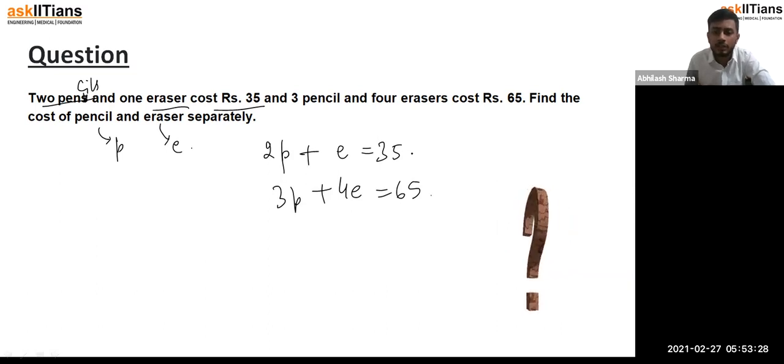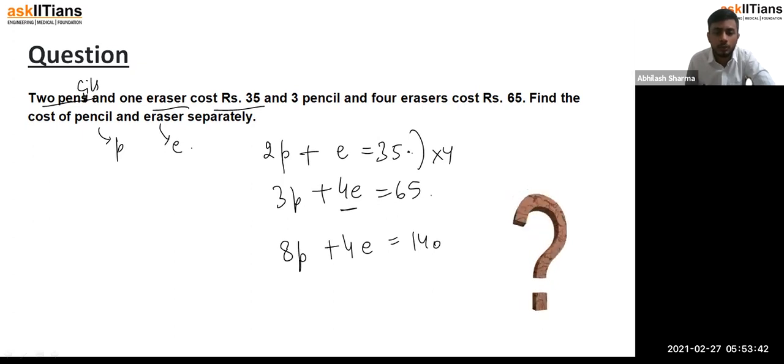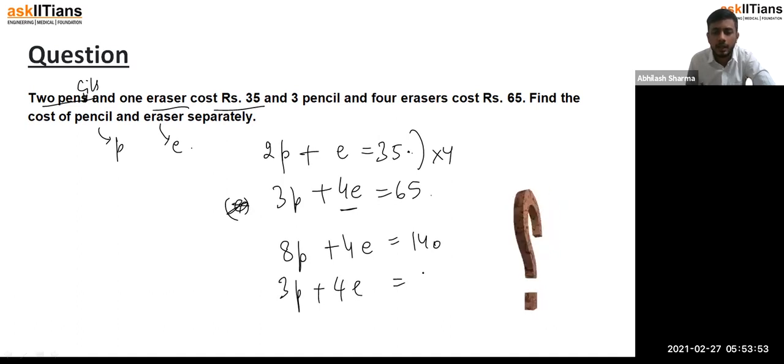So just multiply this equation by 4. The reason we are doing that is to obtain 4e here also. So doing that, we are getting 140 rupees. 140 is equal to 4e plus 8p. Now from this equation, subtract this equation. Let me write this equation once again here to avoid confusion. And now let us subtract this equation.